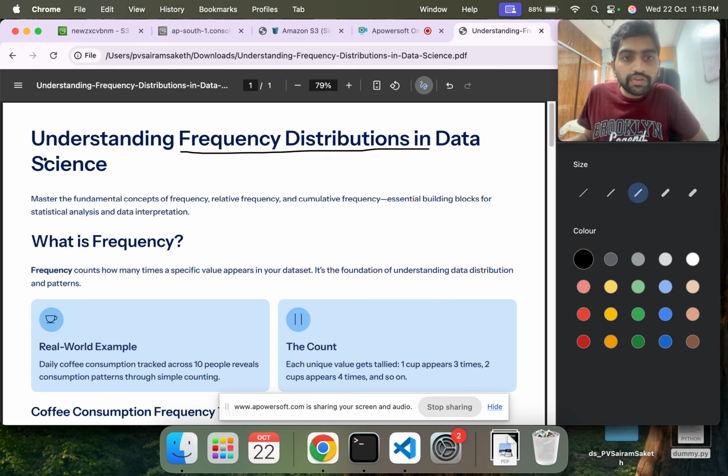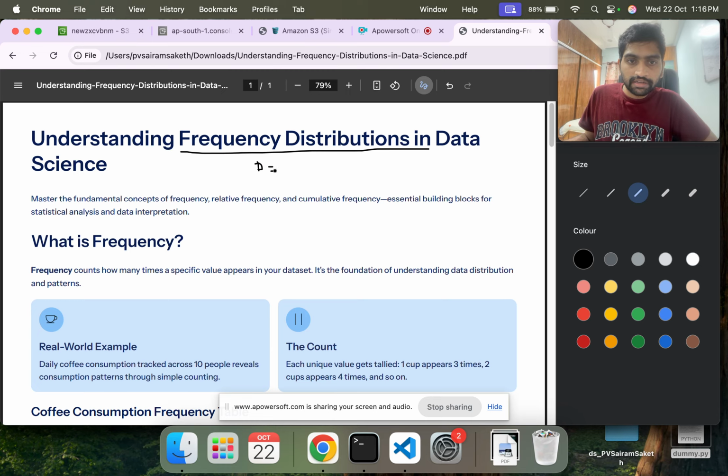So, what is this frequency distribution? Frequency distribution gives how the data has been distributed in a particular form. Let's say I will take one example to explain what frequency distribution is. Let's say you have data as 5 points.